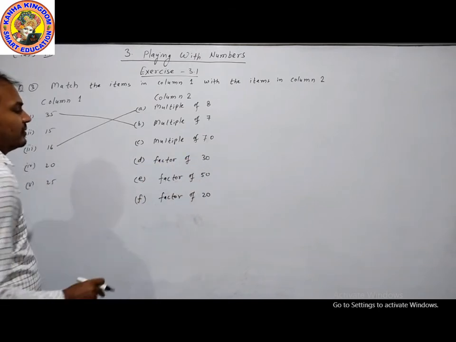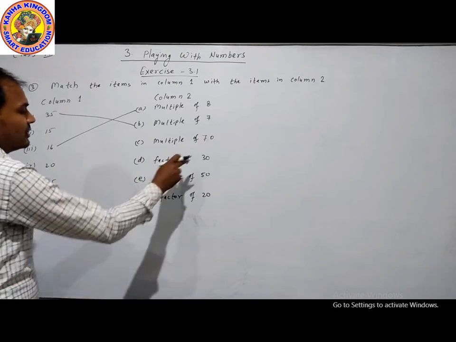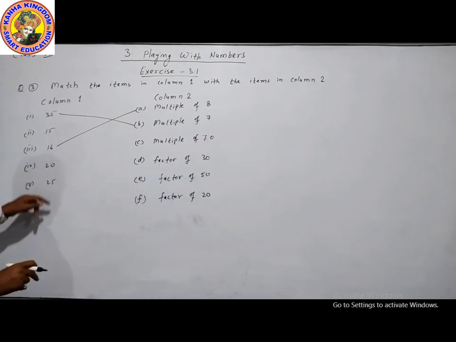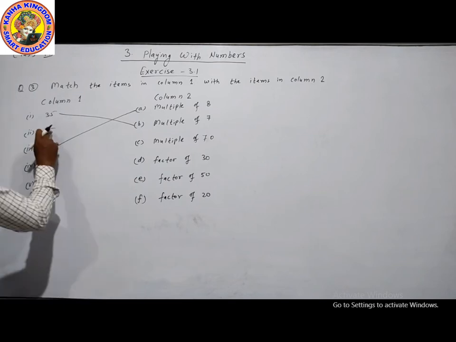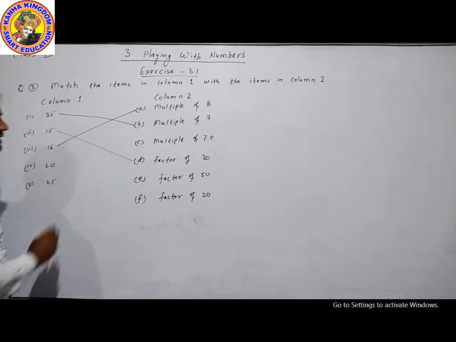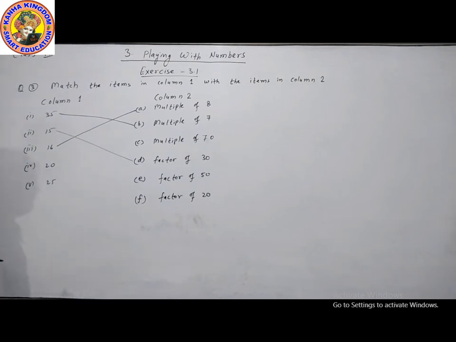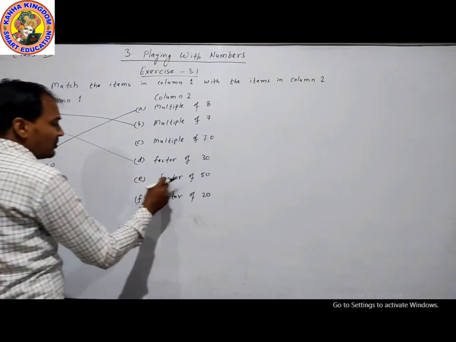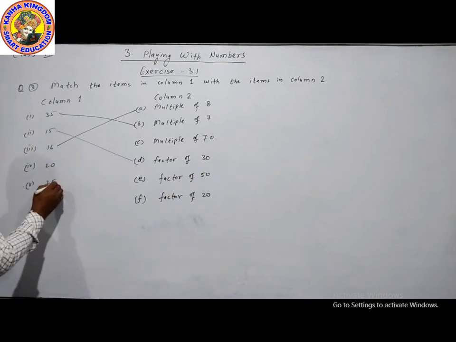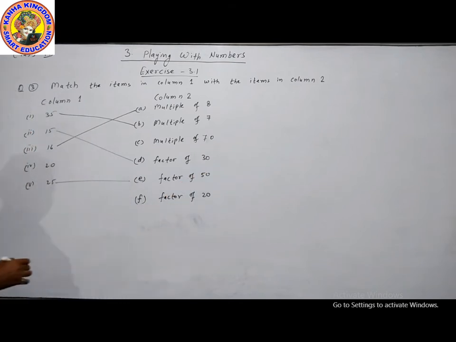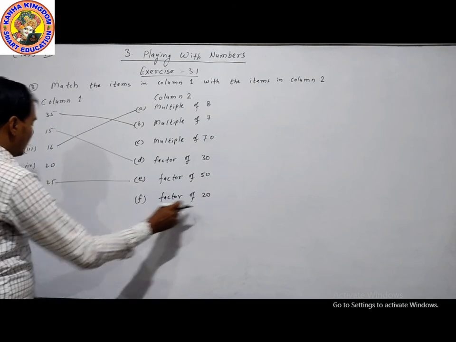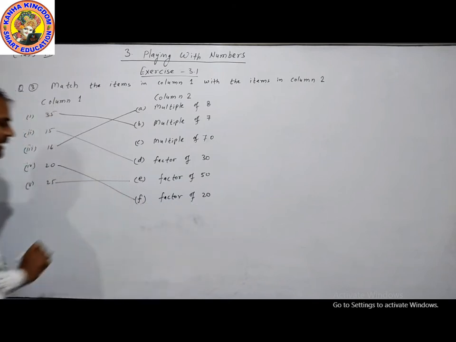Factor of 30. A factor of 30 means that the number can divide 30. 15 can divide 30, so 15 is a factor of 30. Now a factor of 50: 25 can divide 50. Factor of 20: 20 can divide 20. So these are the matches of the items in column first and column second.